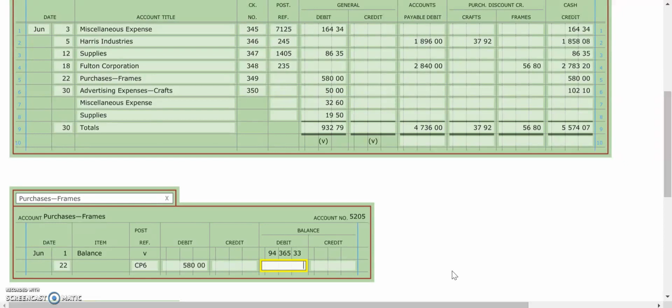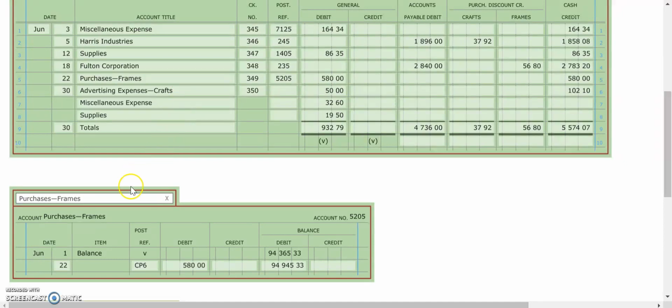So we got a big number here, $94,945.33. And then, excuse me, we need to take our account number, which is 5205, and plug that in our post reference. So then we just have a few more random ones in our general ledger.